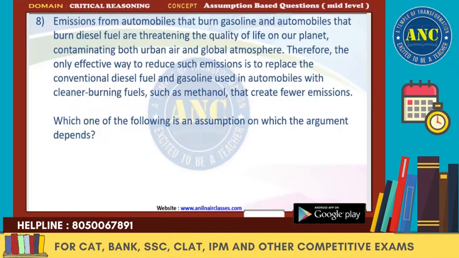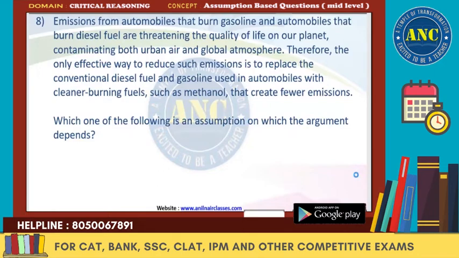Emissions from automobiles that burn gasoline and automobiles that burn diesel fuel are threatening the quality of life on our planet, contaminating both urban air and global atmosphere. Therefore, the only effective way to reduce such emissions is to replace the conventional diesel fuel and gasoline used in automobiles with cleaner burning fuel such as methanol that creates fewer emissions. Which one of the following is an assumption on which the argument depends?